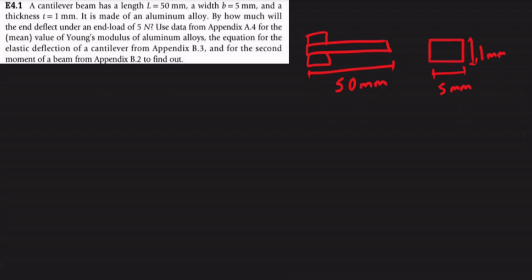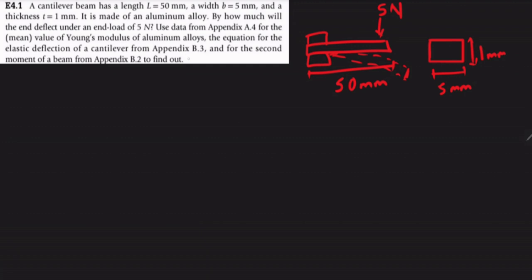It is now asking by how much will this cantilever deflect if an end load of 5 newtons is placed on it. So an end load means it is loaded around here, of 5 newtons. So they told us to calculate what? By how much it will deflect. Calculate the deflection, which is something like this. How much the beam will deflect if you load this beam. So they told us to use the data from Appendix A4 and Appendix B3. So A4 is for material properties.